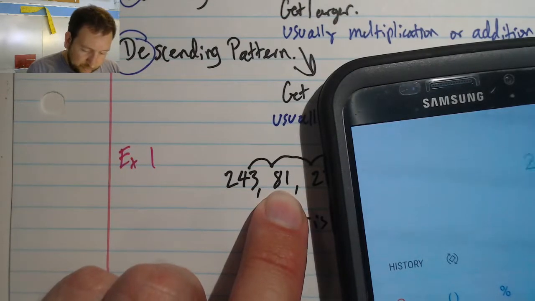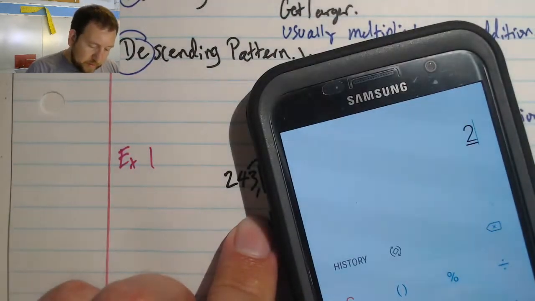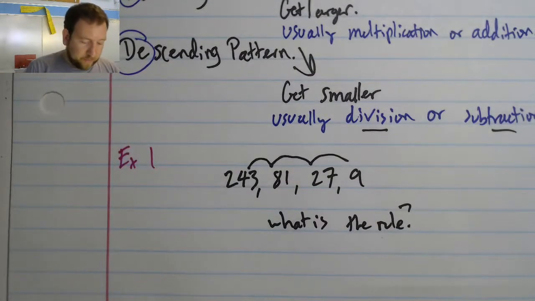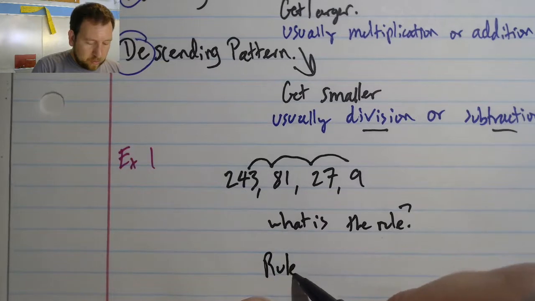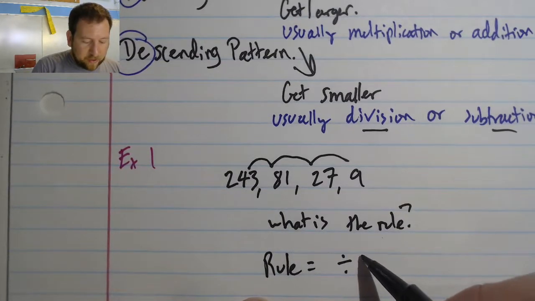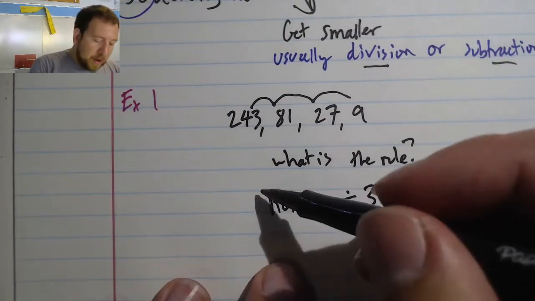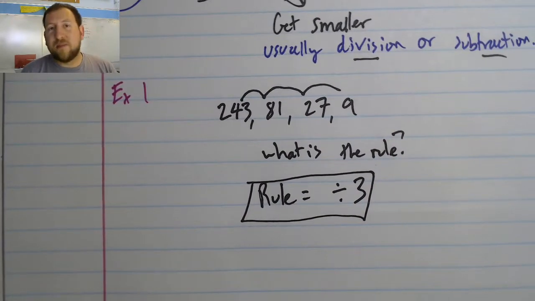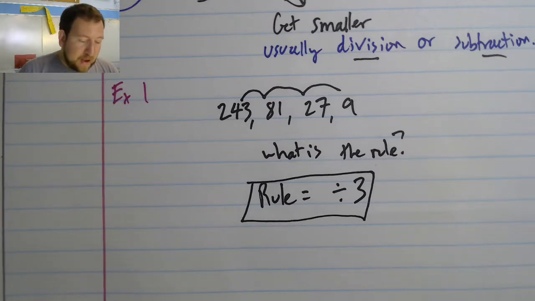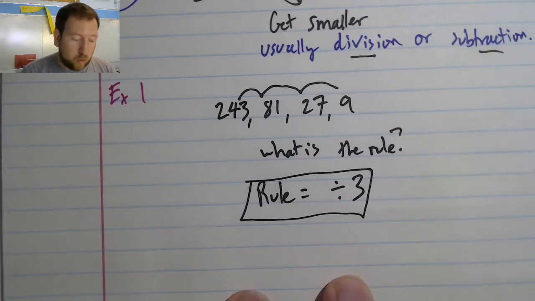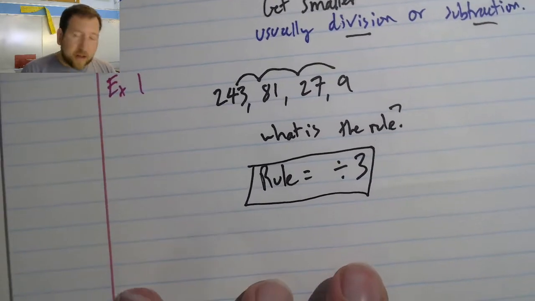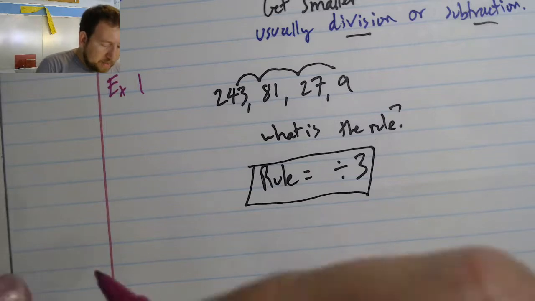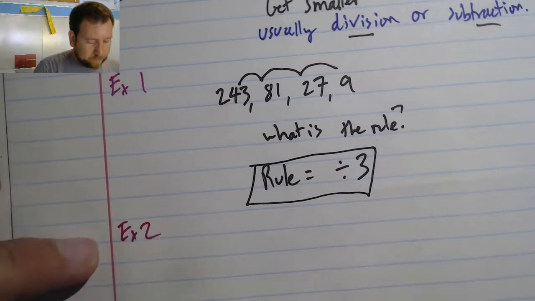81 divided by 3 is 27, and 27 divided by 3 is 9. So our rule here is divided by 3. And when I do my answers, I like to put a box around them. It makes it very, very clear. Now, in this section, you're just going to be writing the rules for all the answers. That's it. I'm probably going to do 2 more, but if you feel like you understand it, go ahead and go on.